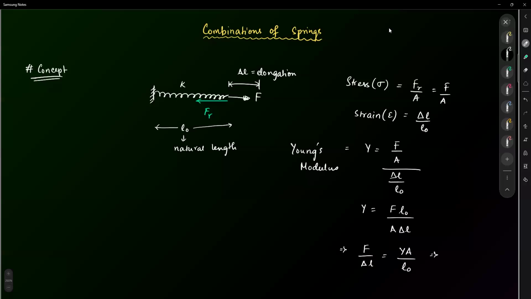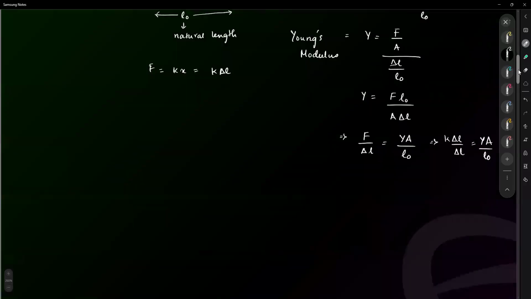Now what is F? F is equal to Kx. Here x is equal to del L. That means K into del L by del L is equal to YA by L naught. For a certain spring where deformation is allowed, K will be equal to YA by L naught, which we can write as K proportional to 1 by L naught. So the spring constant K is inversely proportional to the natural length of the spring.